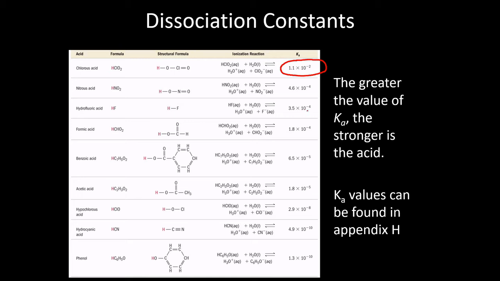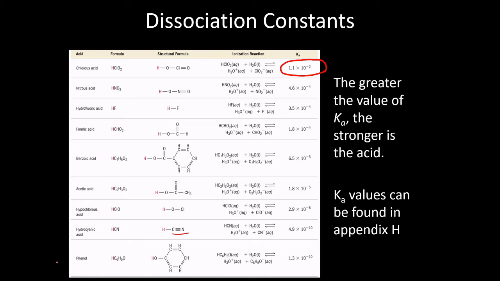But then you'll also see things like hypochlorous acid, which is almost identical to chlorous acid. It just has one fewer oxygen, and it has a Ka value of 10 to the negative 8, which is way lower. And then other things like hydrocyanic acid, which is nasty stuff. It's like, cyanide's not bad enough. Let's make it into an acid. So that is 5 times 10 to the negative 10.